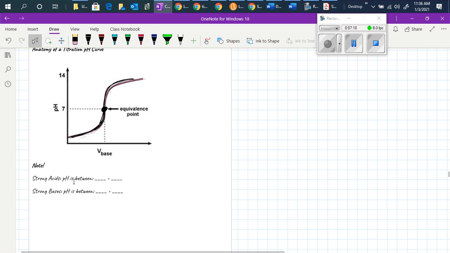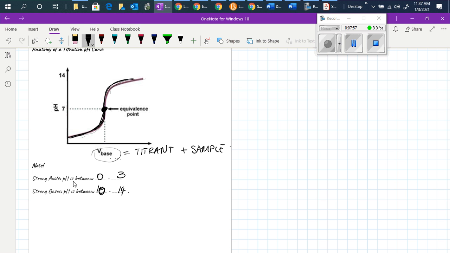For a strong acid, the pH is between 0 and 3, and for strong bases, the pH is between 10 and 14. Now, what we have here is that the volume of base is actually the volume in the flask, which is equal to the volume of titrant and the volume of the sample. And the pH here will be the pH in the flask.